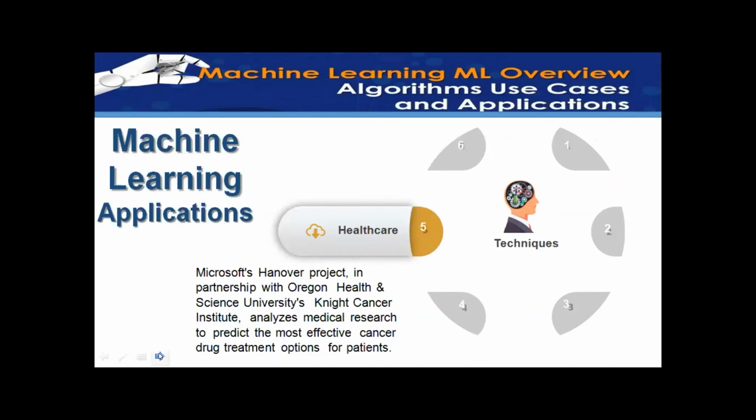Then the next sector is the healthcare sector. So how are ML techniques applied in the healthcare sector? In the Microsoft Hanover project, in partnership with Oregon Health and Science University's Knight Cancer Institute, they analyze medical research to predict the most effective cancer drug treatment options for patients. So they are using ML techniques to predict the drug.